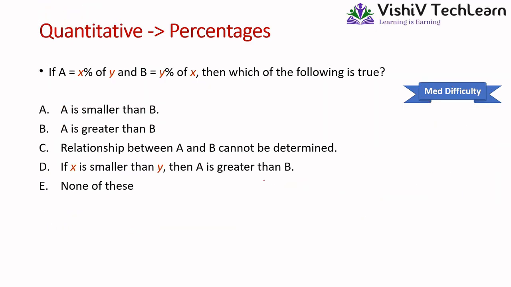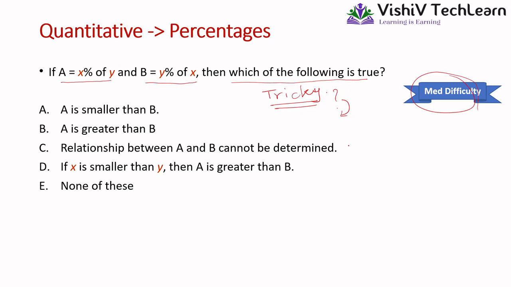Now let's go to one more medium difficulty level question, and the question is: A is equal to X percent of Y, B is equal to Y percent of X, then which of the following is true? Now this is a little tricky question. Pause the video and try this question, and if you are not getting the answer, you can look at the solution here.